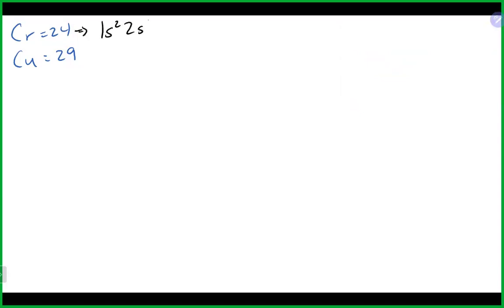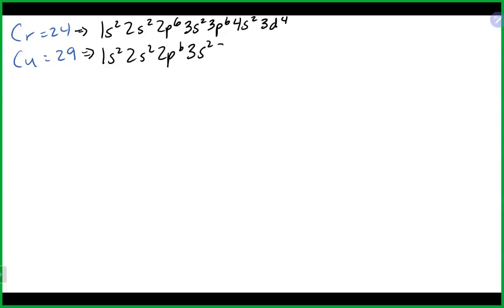1s2, 2s2, 2p6, 3s2, 3p6, 4s2, 3d4. And for copper, you will end up with 1s2, 2s2, 2p6, 3s2, 3p6, 4s2, 3d9. And this is the configuration that you would get as you go through our little chart.